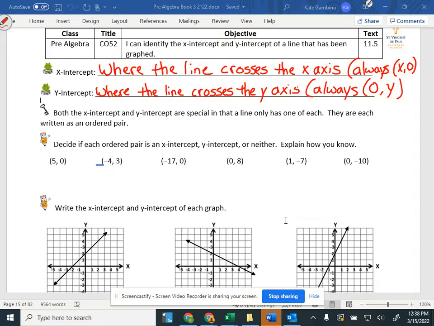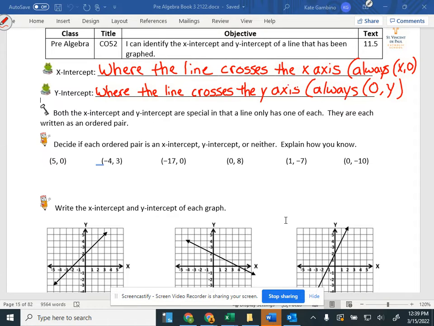So this is going to be a smaller amount of information that we're taking in today, figuring out what the Y-intercept and X-intercept actually are. And we're going to be building on it as we go through this unit. So it's important that you let me know if we're getting to a point where we go, wait a minute, we need to go over that again. So let's look at our Y-intercepts and X-intercepts. We need to decide if each ordered pair is an X-intercept, if it's a Y-intercept, or if it's neither.